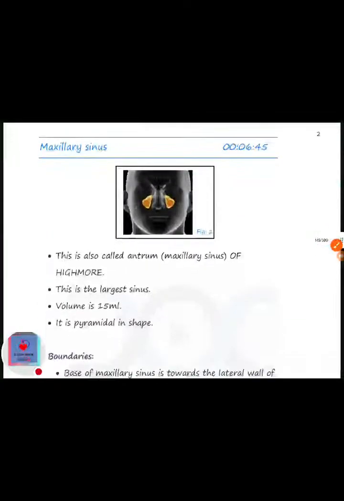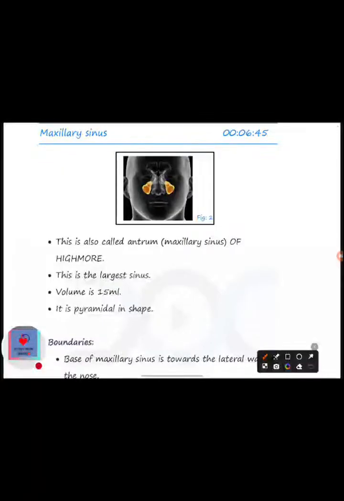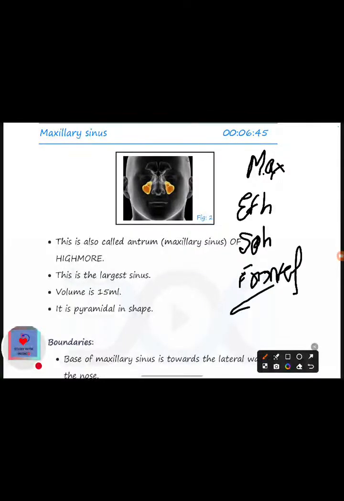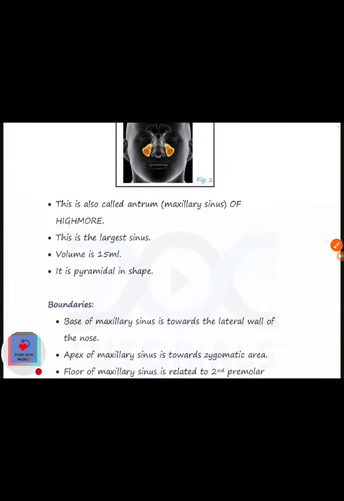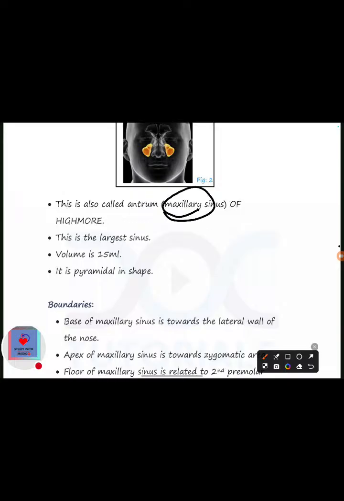There are four pairs of sinuses. What are the four pairs of sinuses? Maxillary sinus, ethmoidal sinus, sphenoid sinus, and frontal sinus. The maxillary sinus is also called the antrum of Highmore. We have seen antral polyp, maxillary polyp. This is the largest sinus, the maxillary sinus.